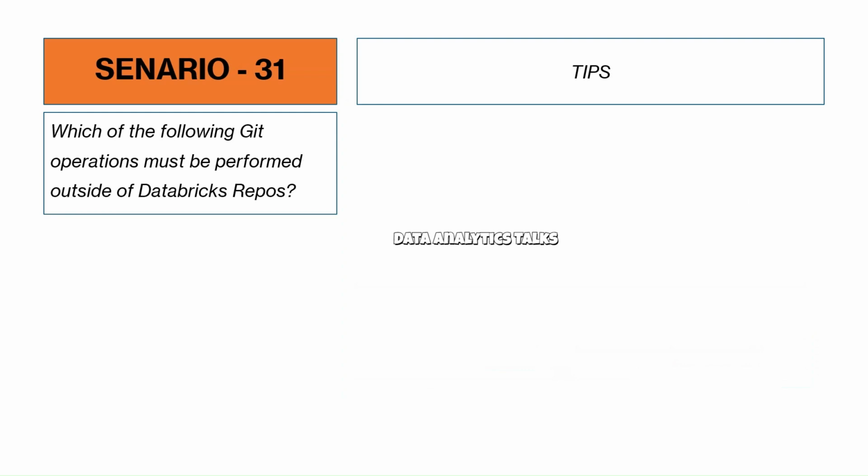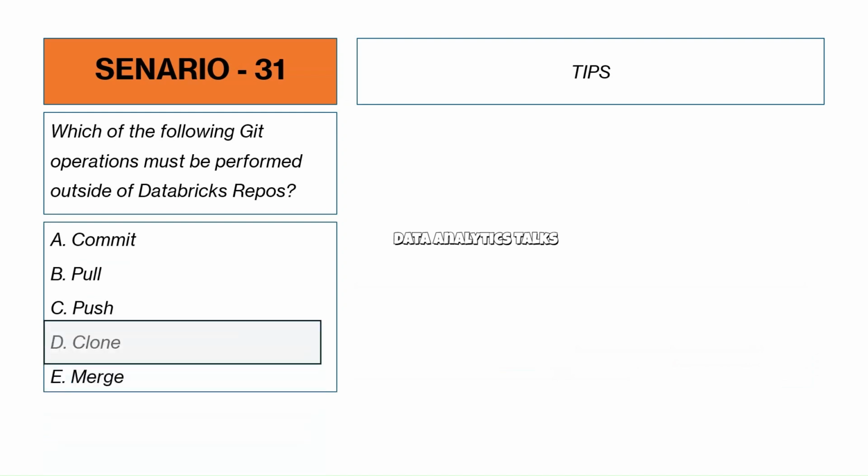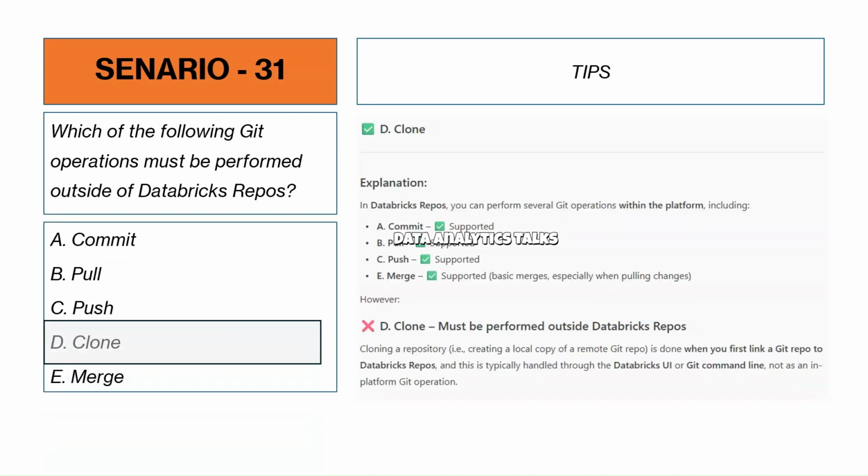Scenario 31: which of the following Git operations must be performed outside of Databricks Repos? Is it commit, pull, push, clone, or merge? We can do commit, push, pull, and merge, but we cannot do clone. We have seen scenarios 30 and 31 from this data lakehouse topic.